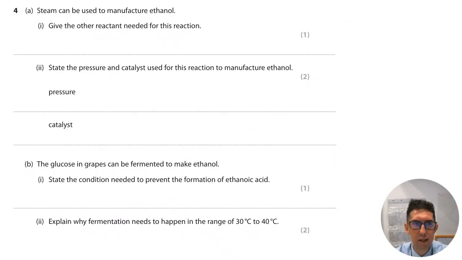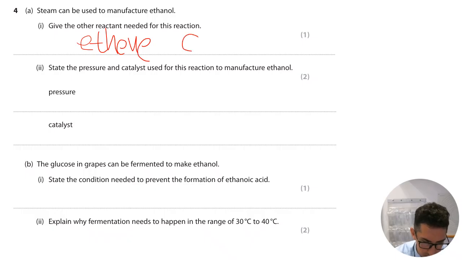Okay, so steam can be used to manufacture ethanol. Give the other reactant needed for this reaction. So we use ethene. This is the hydration. Because it says give, we can write in the formula, or we can just write in ethene, or the formula C2H4. State the pressure and catalyst used for the reaction to manufacture ethanol.